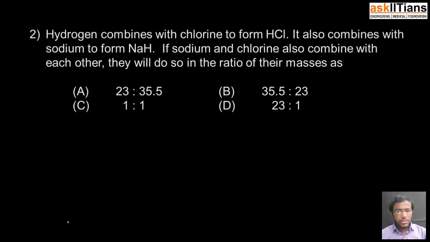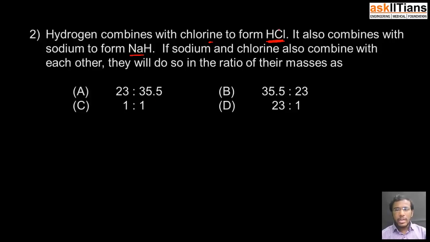This question also seems to be based on the law of chemical combinations. Hydrogen combines with chlorine to form HCl. It also combines with sodium to form NaH. If sodium and chlorine also combine with each other, they will do so in the ratio of their masses as. The 4 options are given. Okay, so let's decode the problem and understand what the question is all about.